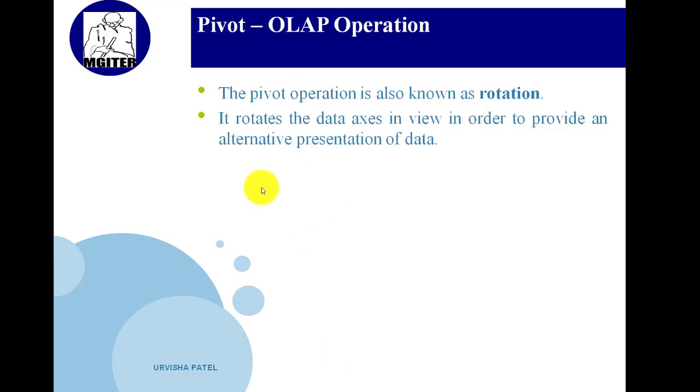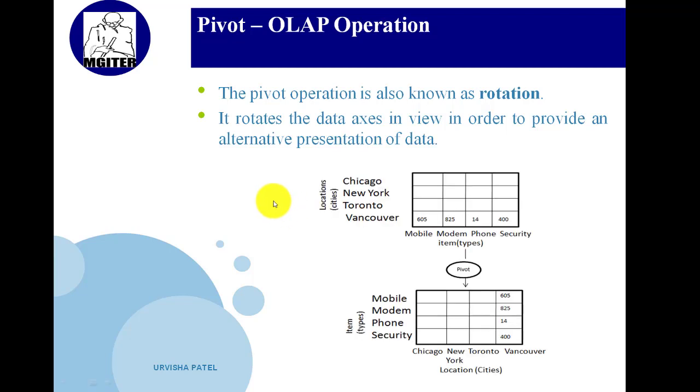Next is a pivot operation. You can also say rotate operation. Here we are only rotating the axis. Axis means your x axis and y axis, in order to provide an alternative presentation of data. This is only for visualization. Here we have cities and items. So after applying the pivot operation, we can get here items and in this axis we can get location. So we are only rotating the axis for the presentation of data.